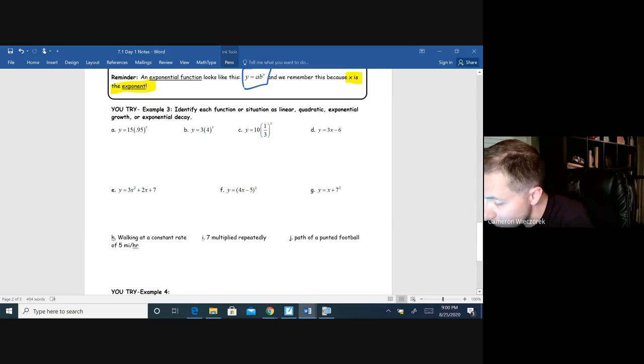So in the first one, oh my goodness, x is an exponent. I automatically know it's exponential. And the value that I'm looking at to decide if it's growth or decay is not the starting value. It's the one that's being raised to the power of x. So there's my b value.